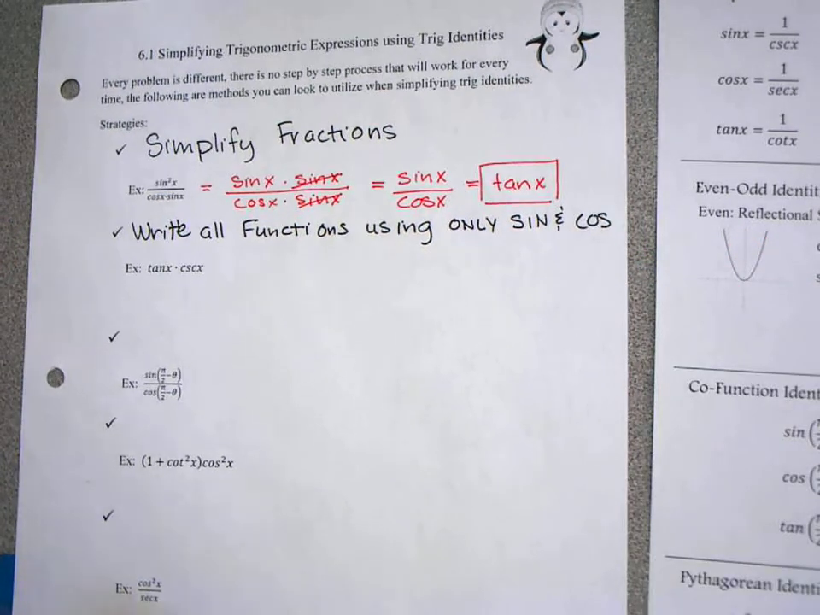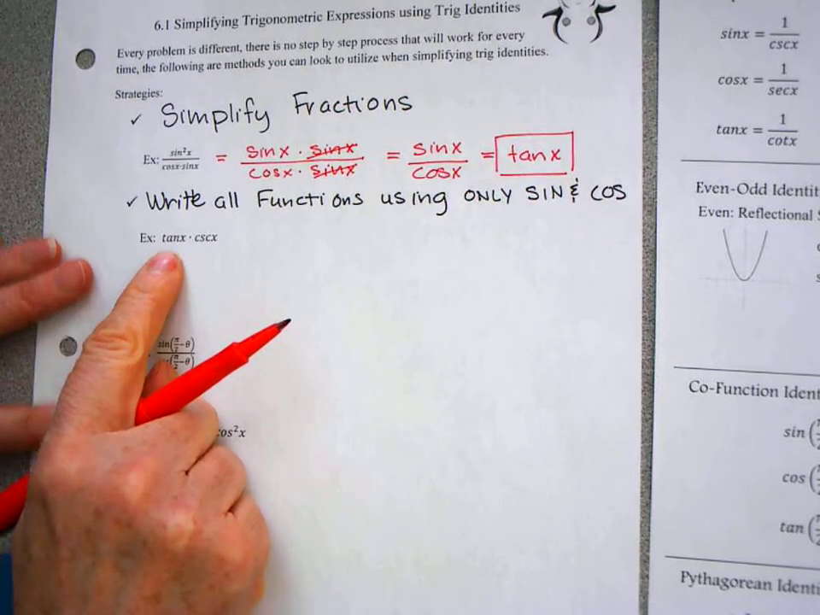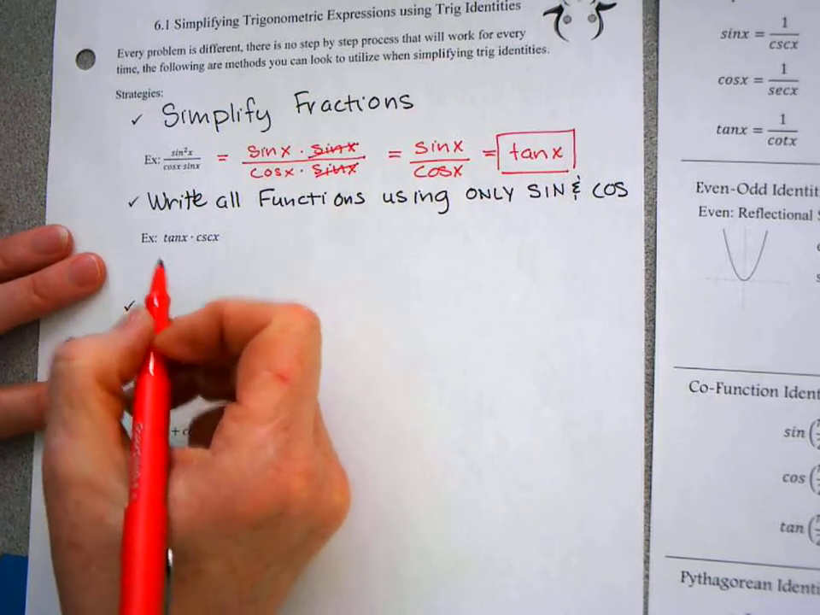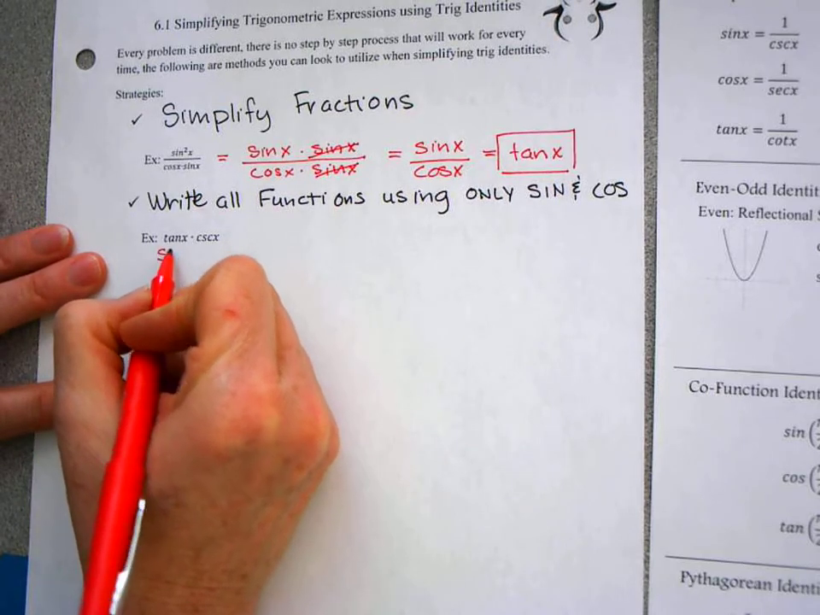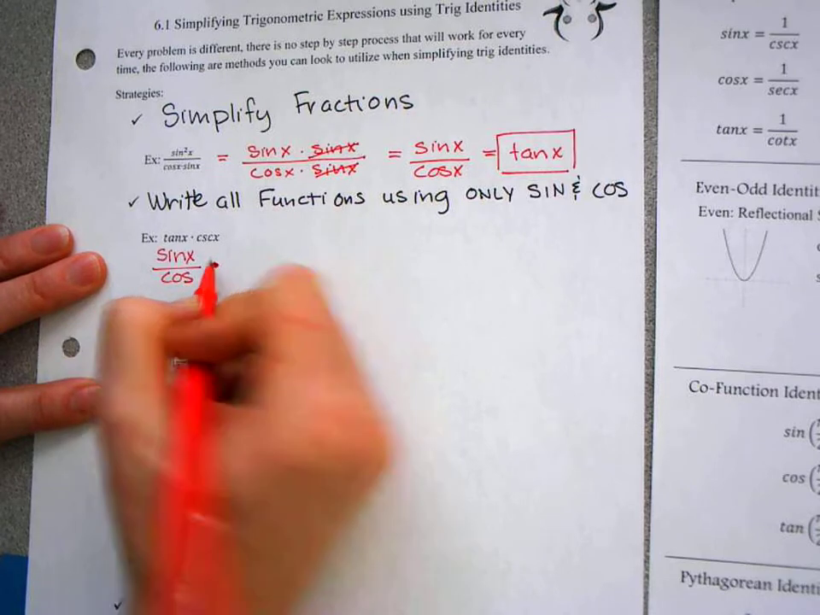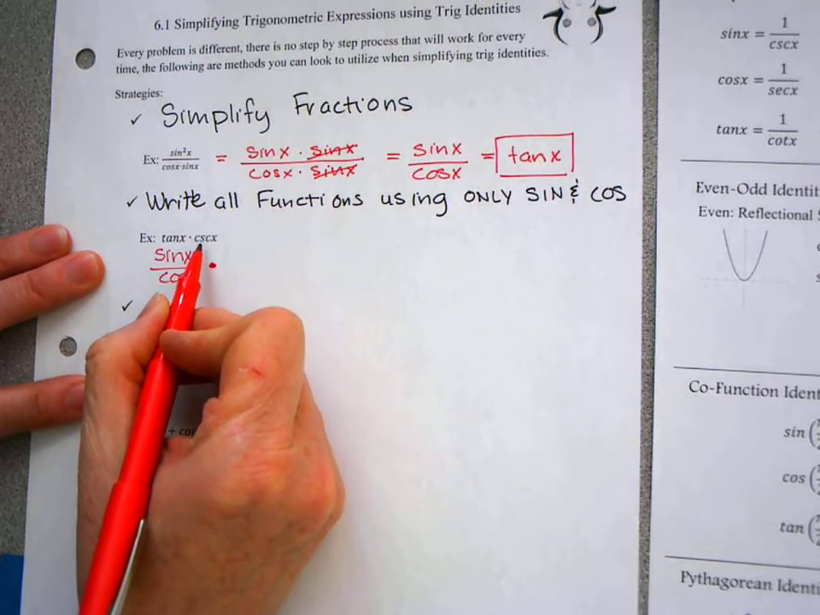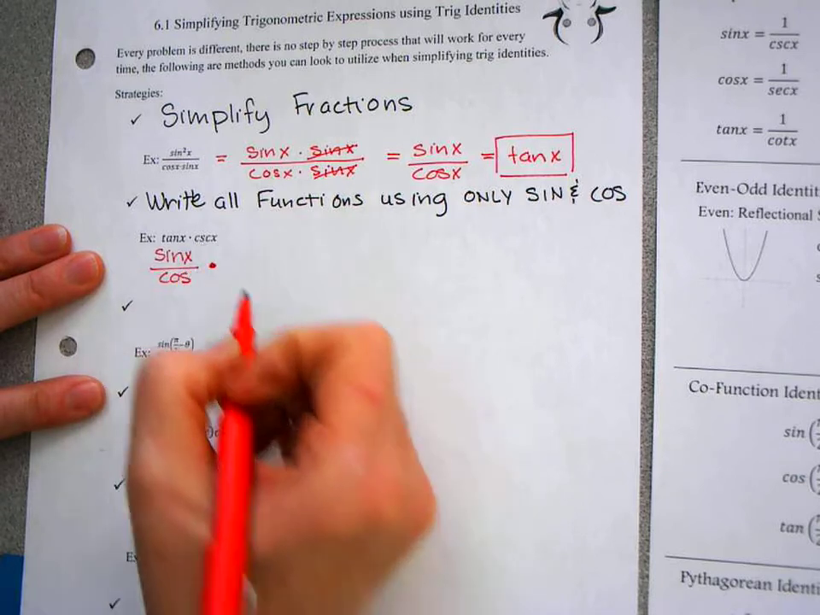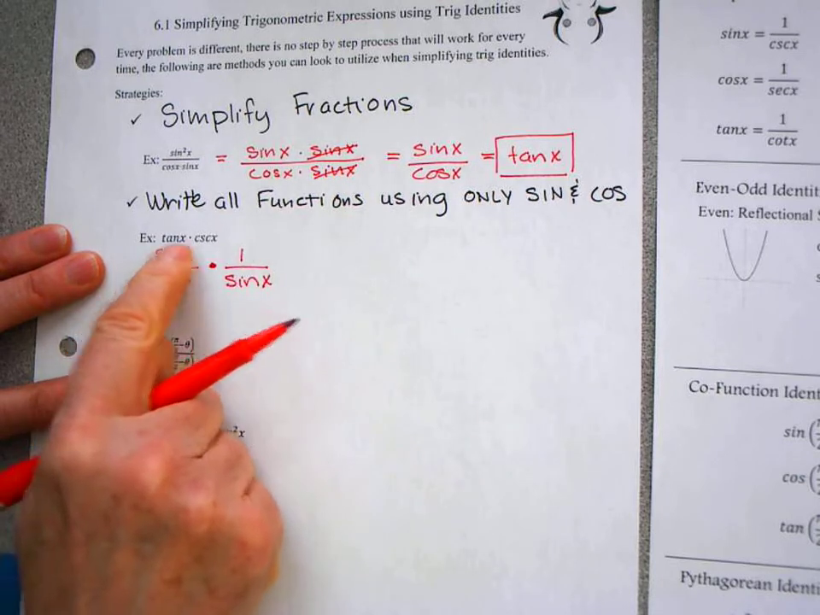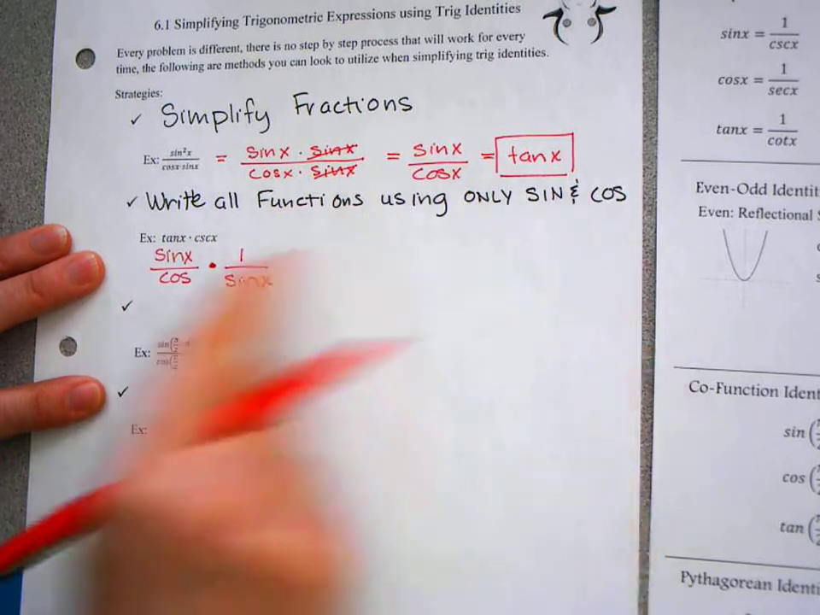Well, what does that look like? All right, I have tangent of x. I know that the tangent of x is the sine over the cosine, so let's substitute. So this becomes the sine of x over the cosine of x multiplied by the cosecant. Well, I look at the reciprocal identity. I know that the cosecant is 1 over the sine of x. So I have written both of these only using sine and cosine.